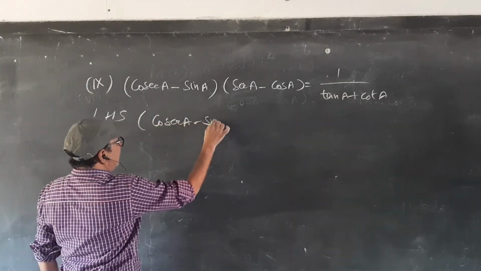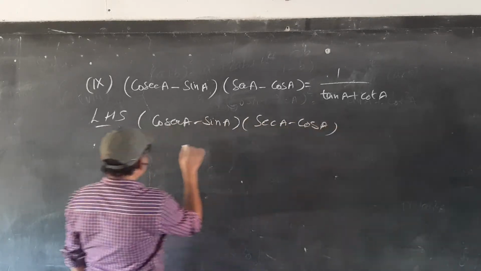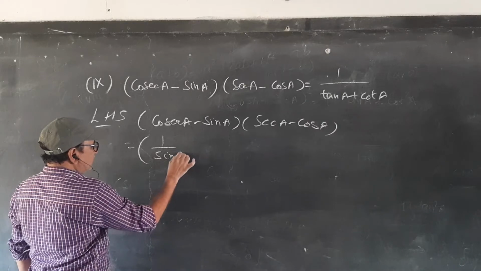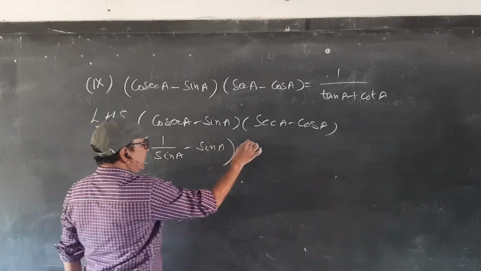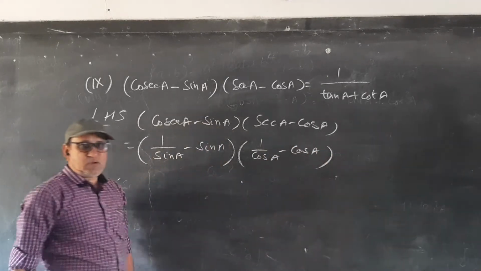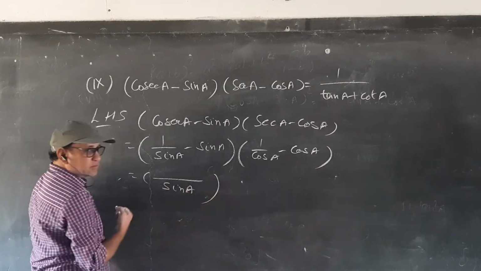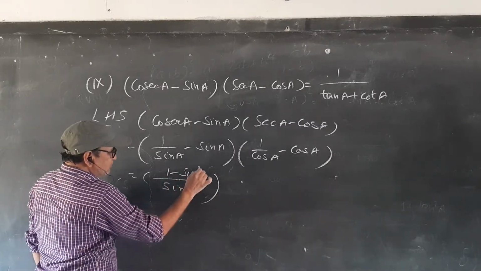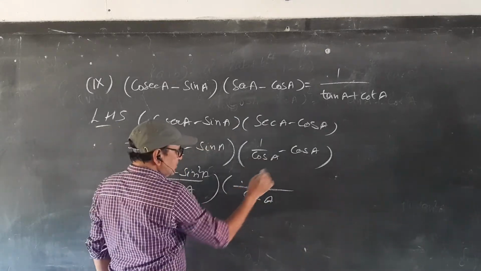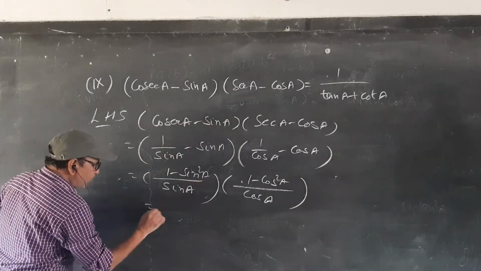Cosec A minus sin A and sec A minus cosec A. Cosec A is 1 upon sin A, so 1 upon sin A minus sin A. Sec A is 1 upon cos A, so 1 upon cos A minus cos A. Simply we take the LCM: 1 minus sin square A upon sin A, and the same thing here, 1 minus cos square A upon cos A.